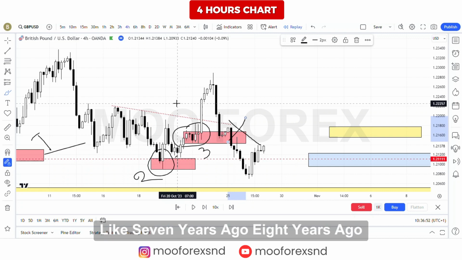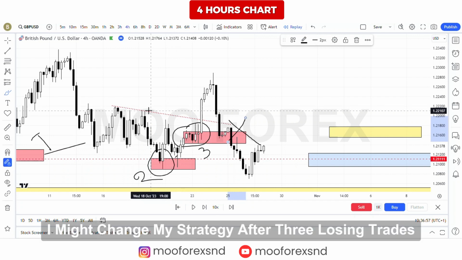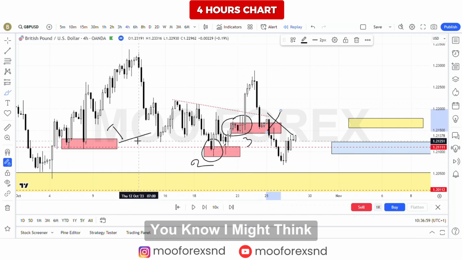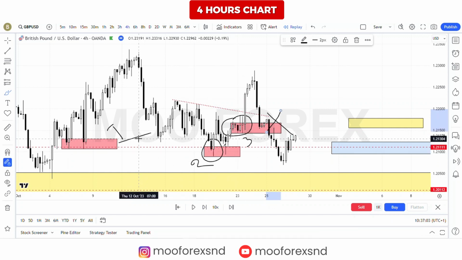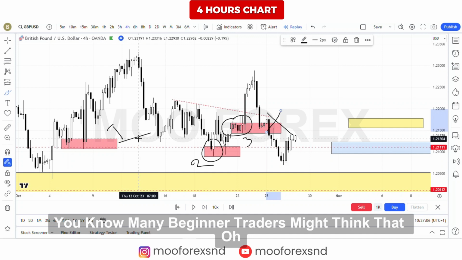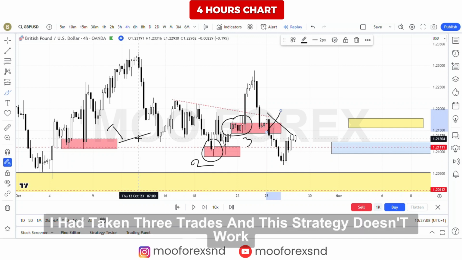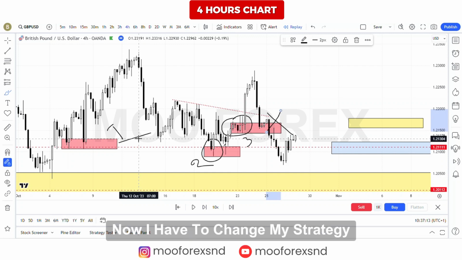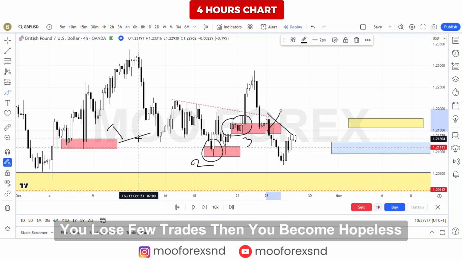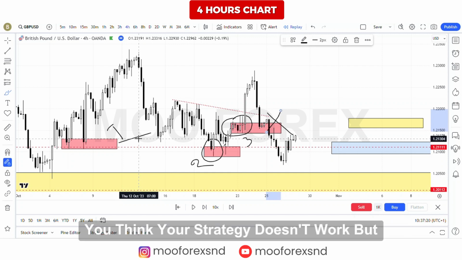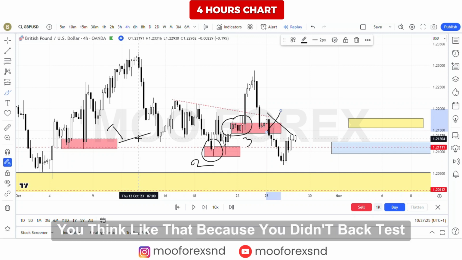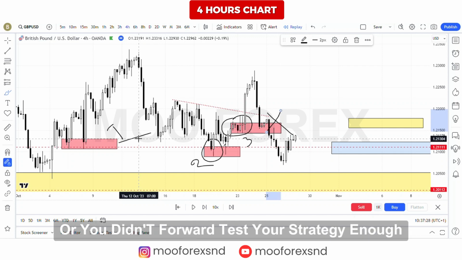of my trading career, like 7 years ago, 8 years ago, I might change my strategy after 3 losing trades. Many beginner traders might think that, oh, I tried this strategy, I had taken 3 trades and this strategy doesn't work, now I have to change my strategy. That's the cycle of doom. After you lose few trades, then you become hopeless, you think your strategy doesn't work. But you think like that because you didn't back test it enough, or you didn't forward test your strategy enough.